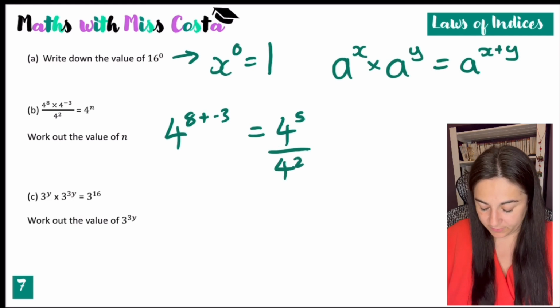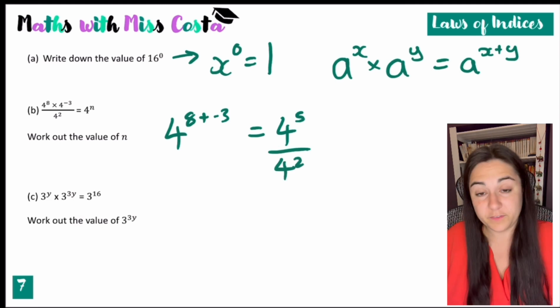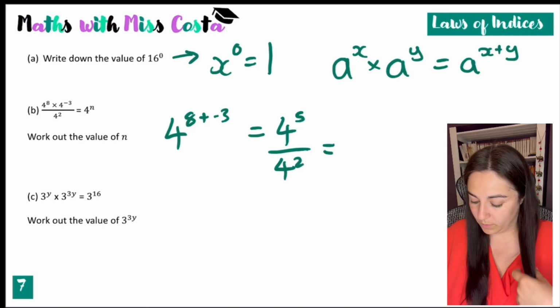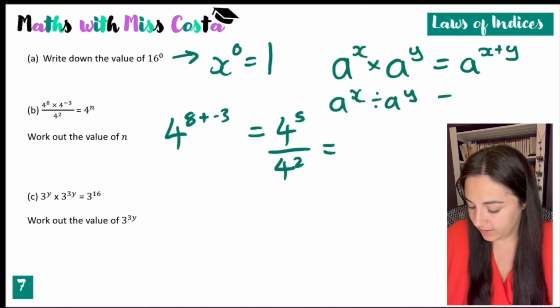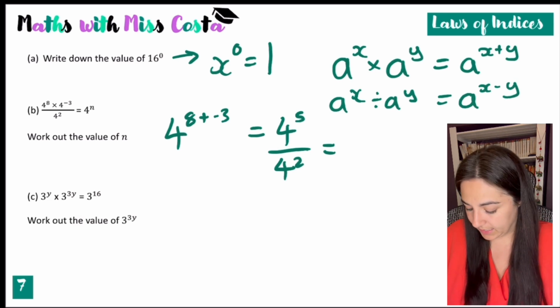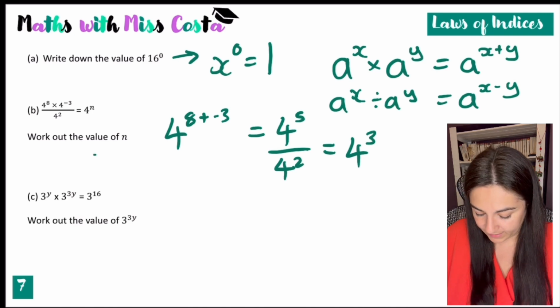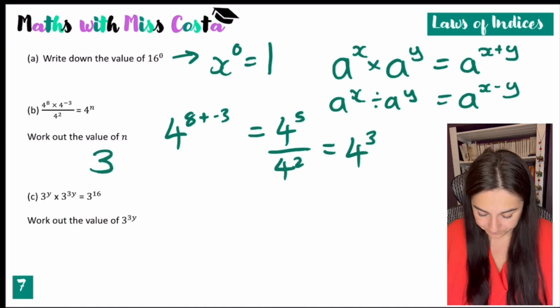I've just simplified the top. 4 to the power of 5 over 4 to the power of 2. Well, when I'm dividing indices, so a to the x divided by a to the y, I just subtract the powers. So 5 take 2 gives me 3. So the value of n is simply 3.